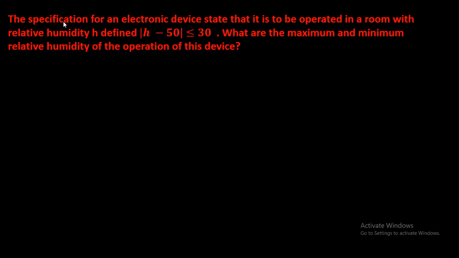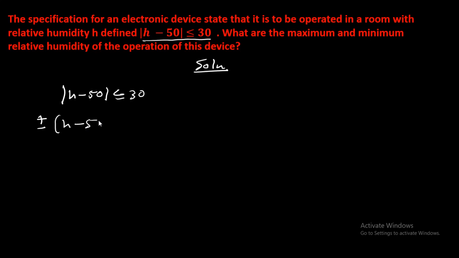The next question is: the specification for an electronic device states that it is to be operated in a room with relative humidity H defined by that. What are the maximum and minimum relative humidity for the operation of this device? So you can say solution there. This, which is the absolute value of H minus 50, is less than or equal to 30. This can be rewritten to be positive or negative.